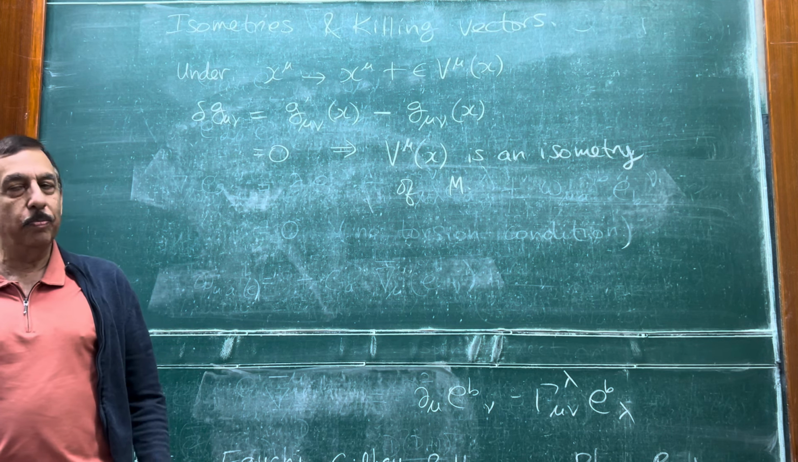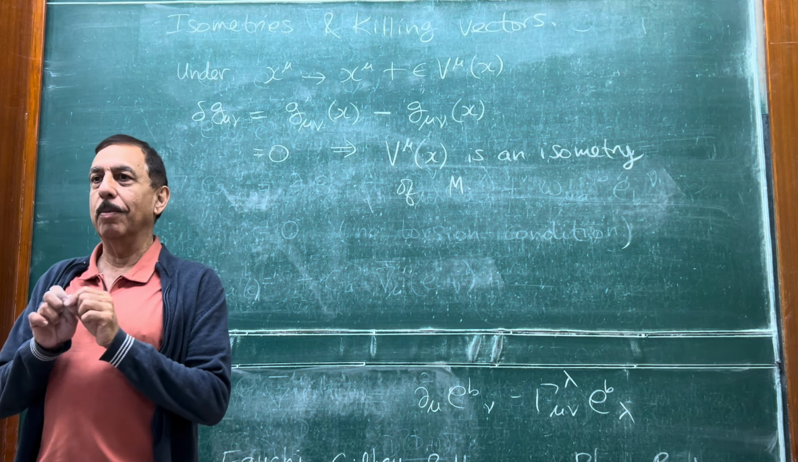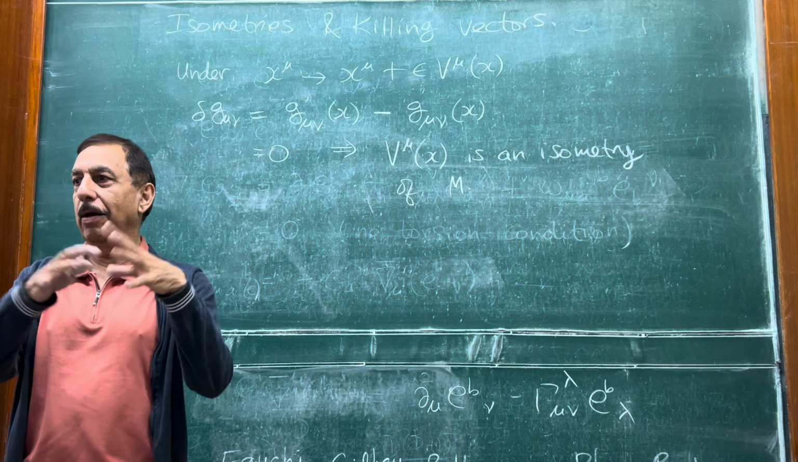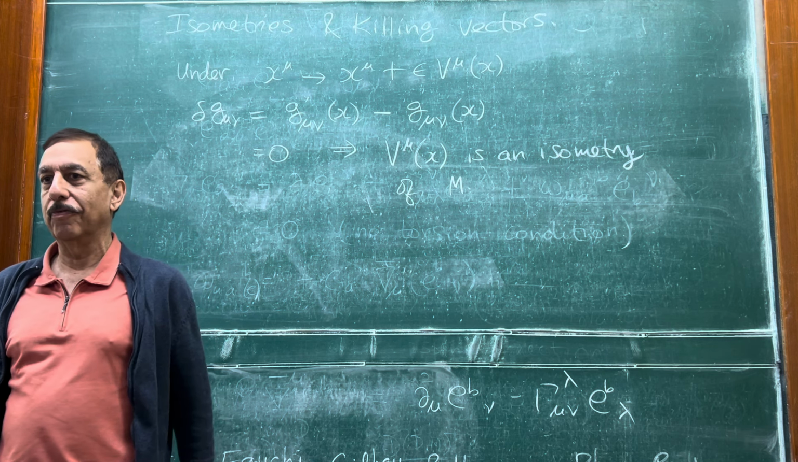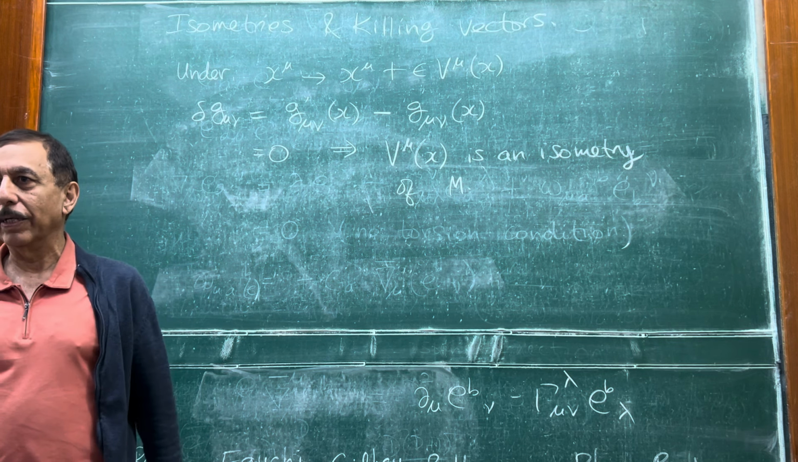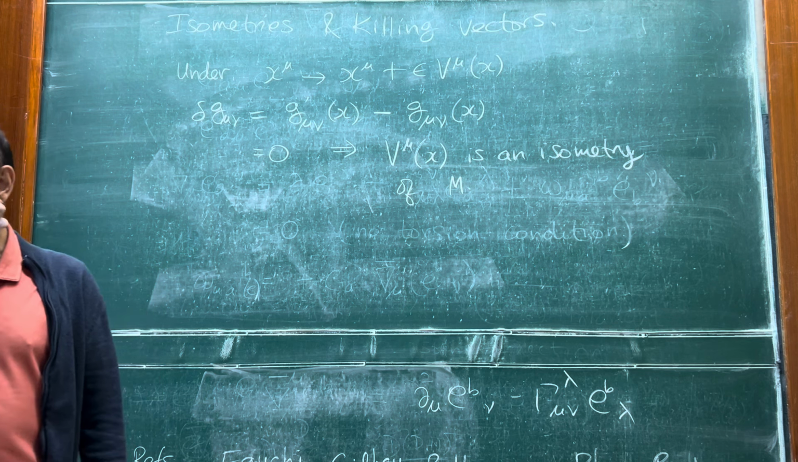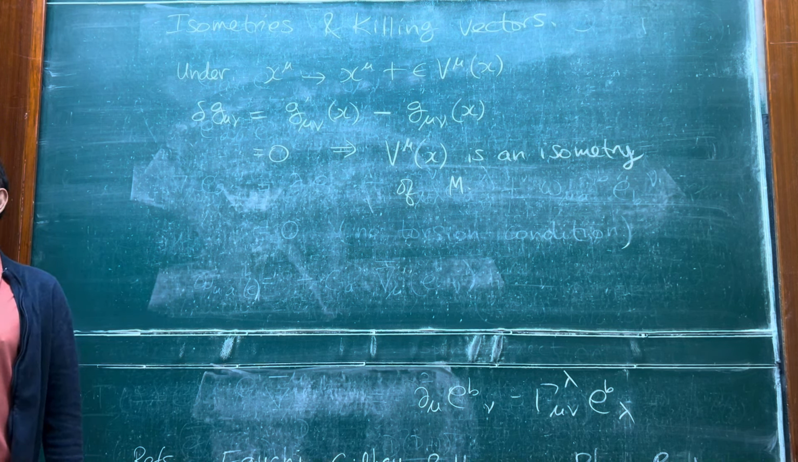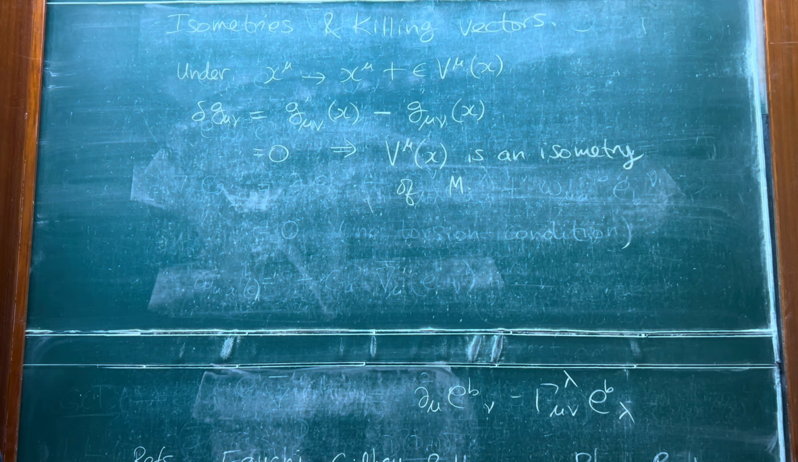So that's one way of saying it. The active way would be to say that I'm on a manifold and I move a little bit and I find that everything around me looks the same as it did before. That's maybe an intuitive picture of isometry. Isometry, of course, means same metric. Iso and metry. Metry is the metric and iso always means same.